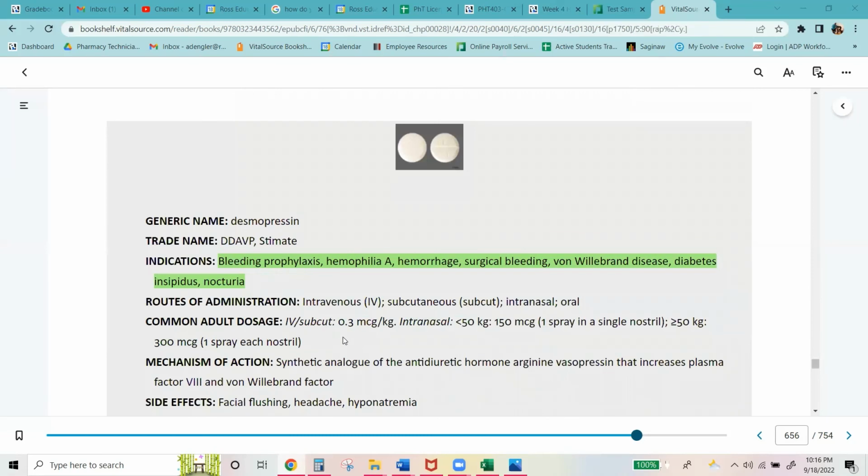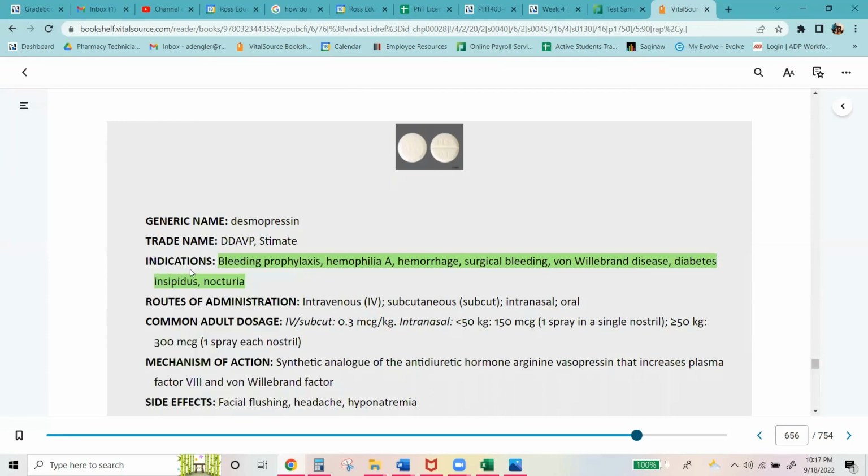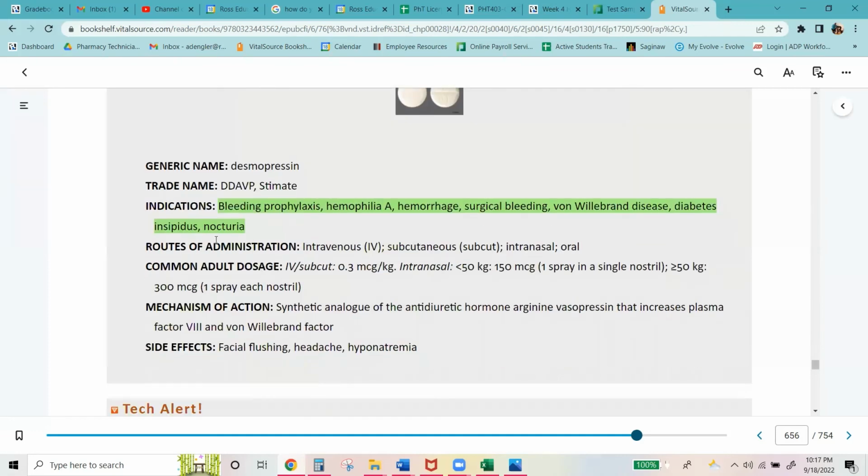We have the medication DDAVP. It is indicated for bleeding prophylaxis, hemophilia A, hemorrhage, surgical bleeding, von Willebrand disease, diabetes insipidus, and nocturia. So this medication is actually commonly prescribed for children that are bedwetters as well. They did put nocturia, so nighttime urinating. Routes of administration can be intravenous. That's going to be for your more specific bleeding disorders like hemophilia or hemorrhage or surgical bleeding. The one that I'm talking about is either going to be oral or intranasal.